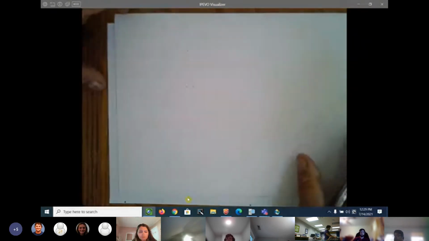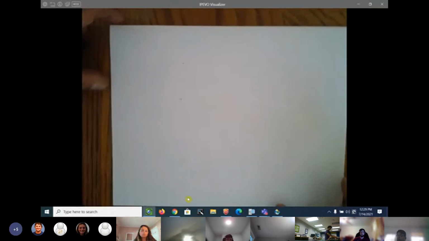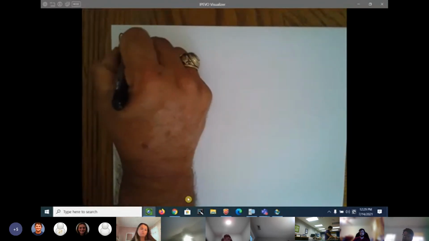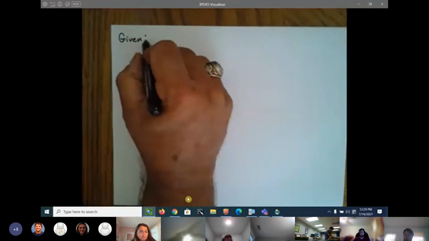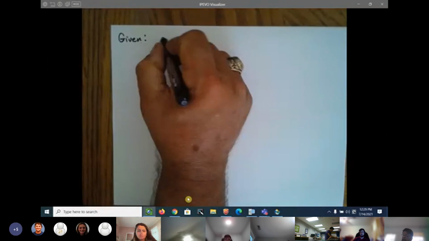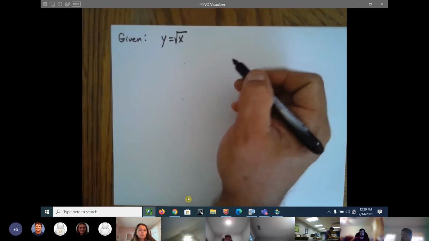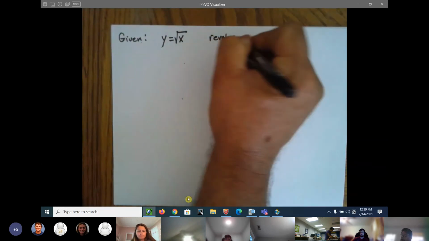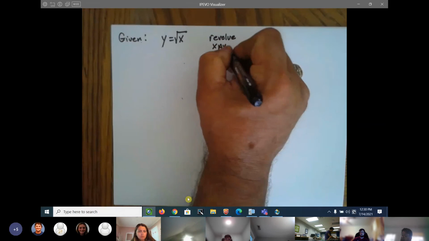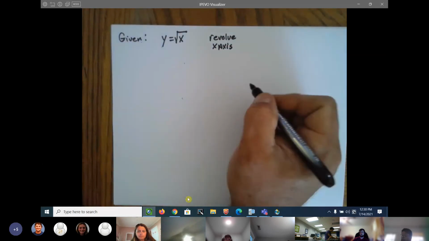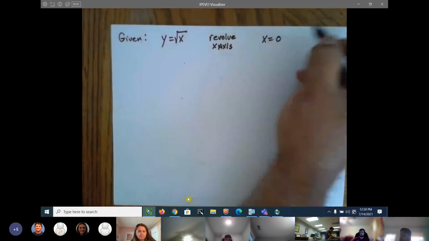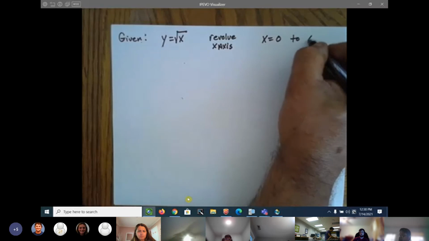Given y is equal to the square root of x, revolving around the x-axis, and you're going from x is equal to 0 to x is equal to 4.